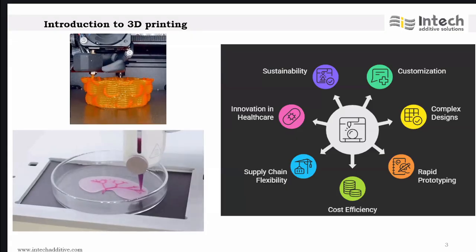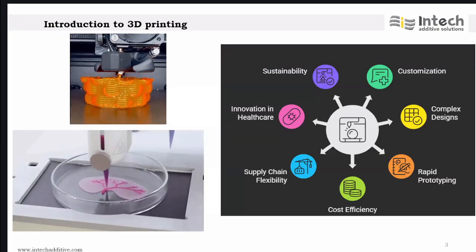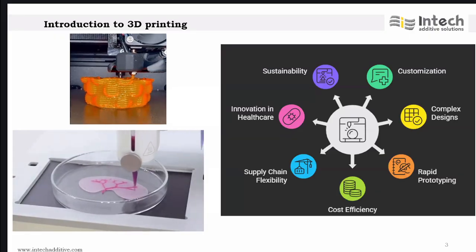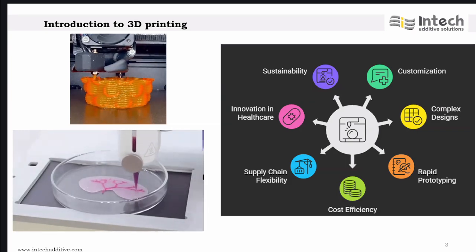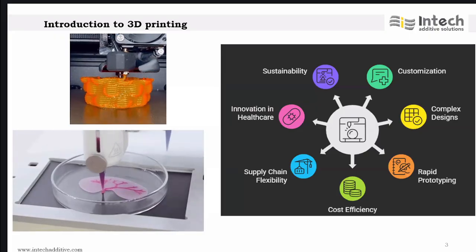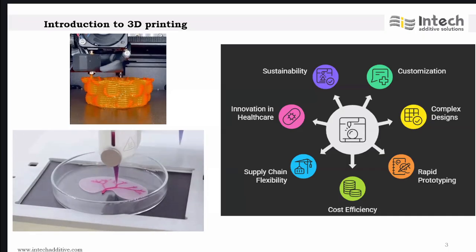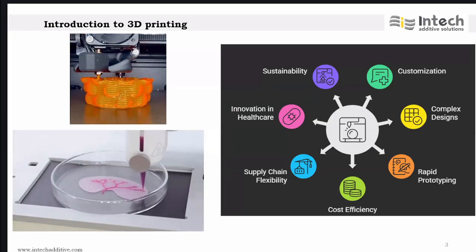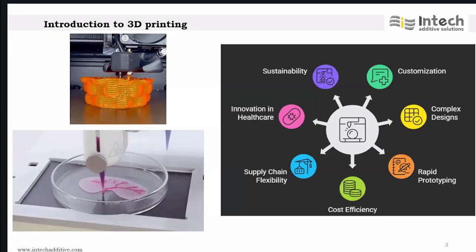And then the next one is customization. Each part can be unique, so you don't have to spend too much money on tooling and other things. It's also very critical for making personalized medical devices, hearing aids or dental implants. And it's about mass customization, how you make unique parts at a time. In a build, you can build customized parts together, so it saves a lot of time and money.